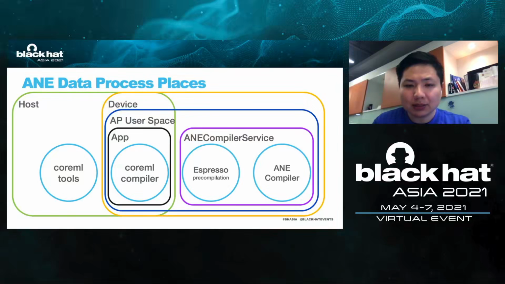The ANE pre-compilation and the complete compilation process take place in a daemon called ANE compiler service, and the files to be compiled come directly from the app. For the ANE compiler service process, the files provided by the app are also untrusted, so Apple also restricts the permissions of the ANE compiler service process.